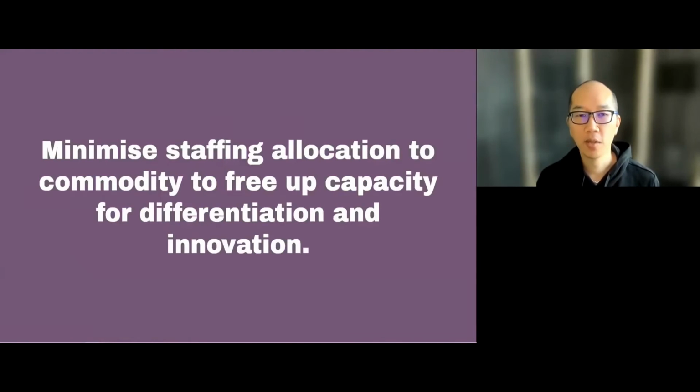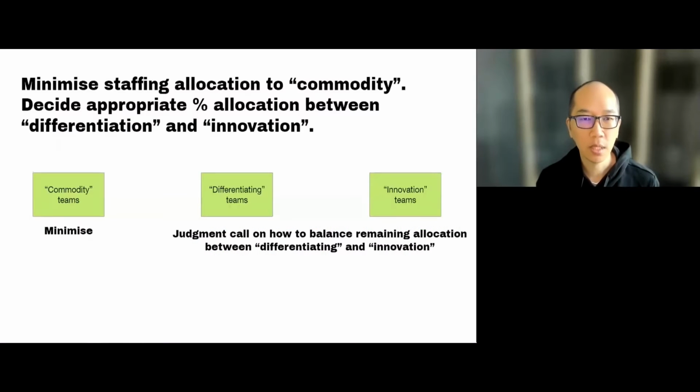The first key point here is to minimize staffing allocation to commodity to free up the capacity for differentiation and innovation. That's kind of the easier part. Minimize just means as low as you can get it. Between differentiation and innovation, what percentage you allocate to each of those is really a judgment call based off of the product strategy, current business context, etc. So really can't say, hey, it's this percentage. It's really something you have to work out yourself, and adjust as you learn more.